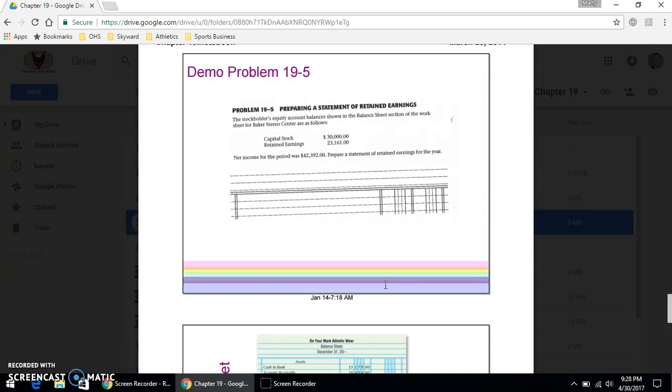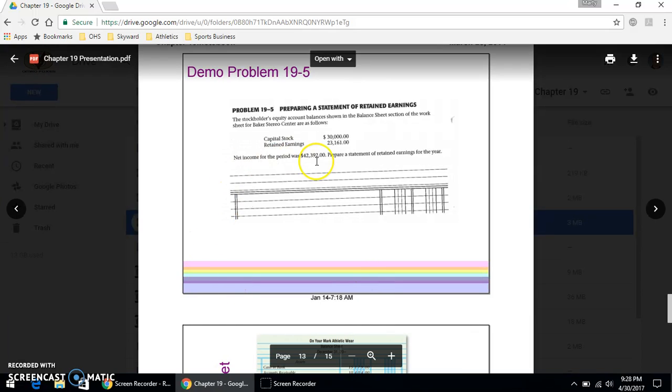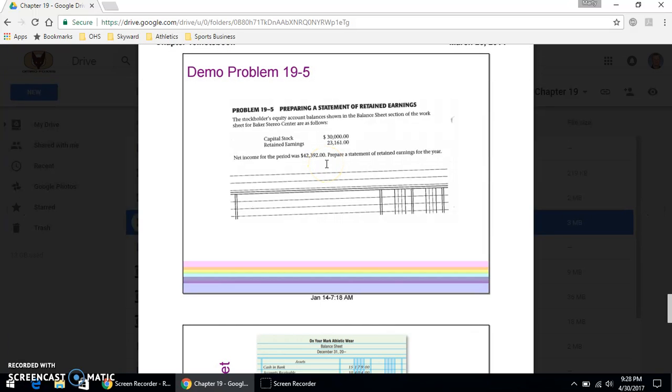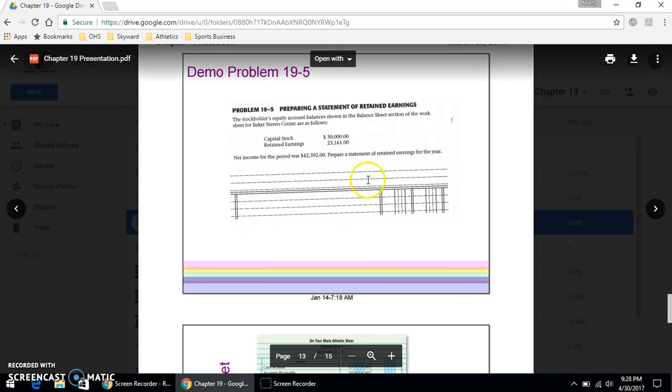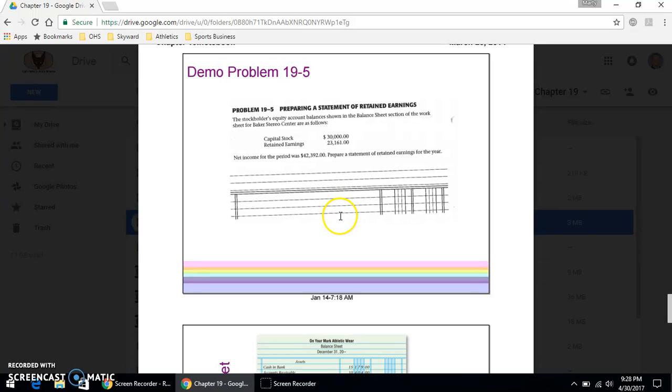If you remember, the balances of those accounts are the same as the capital account in the sole proprietorship. We have a net income of $43,392, which is going to impact the ending balance of retained earnings, and all of those changes over the course of this accounting period are shown in this statement. So go ahead and give that a try. Otherwise, we will be doing it when we get to next time in class.